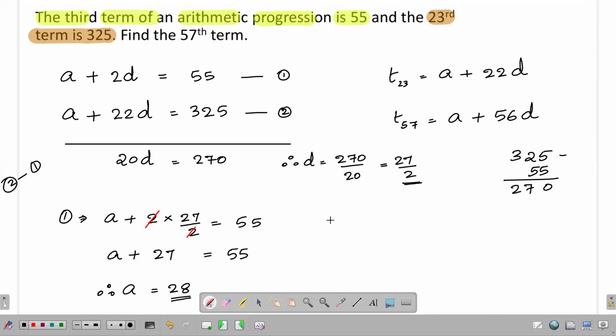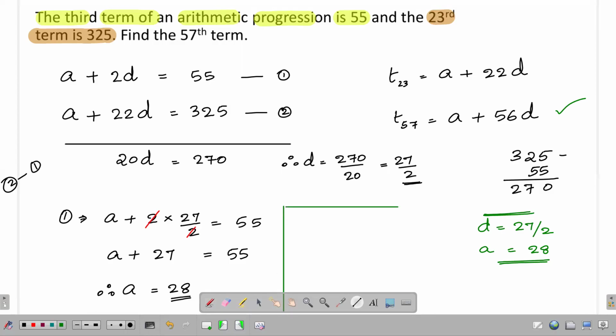So as far as our question solving part is concerned, I got the value for the common difference here as 27 upon 2, and I got the first term here as 28. So with the help of these two, by substituting the values for A and D in that T57, A plus 56D, I can calculate that 57th term. So let us now find out what that 57th term is.